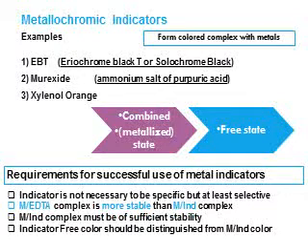What is the requirement for successful use of metal indicators, or when can we say that an indicator can be used as a metallochromic one? First, the indicator is not necessarily specific but at least selective, which means we don't have a specific indicator for each metal, but at least sometimes we can use an indicator to differentiate between two metals, and we will have an example about that in the next pre-lab.